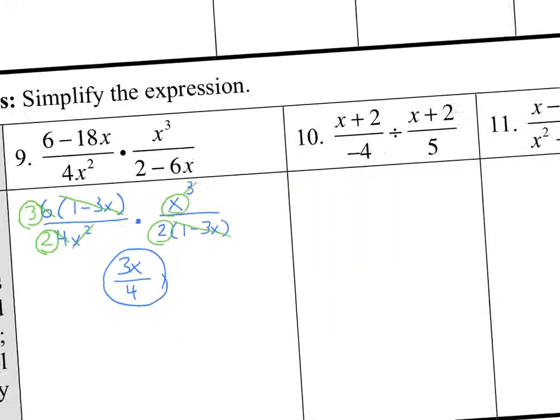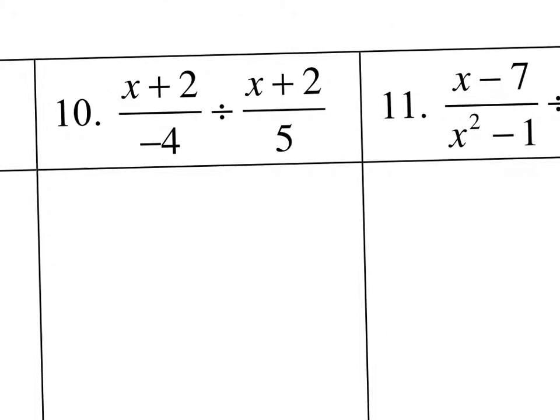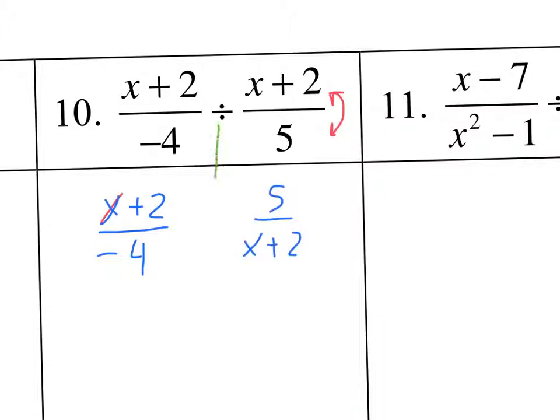So let's continue on our journey here and take a look. What does division mean? Multiply by the reciprocal. So the first fraction, I'm going to keep, K. Now I'm going to flip this one, F. And now I'm going to change that. KFC: keep, flip, change. Multiply by the reciprocal. Now begins the fun part.